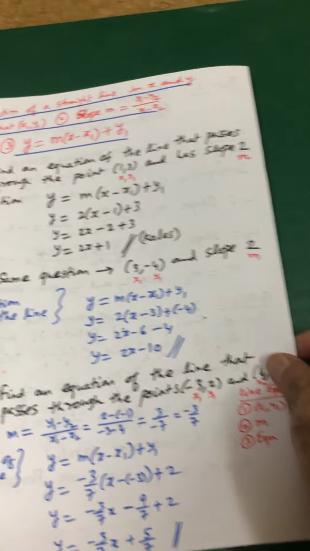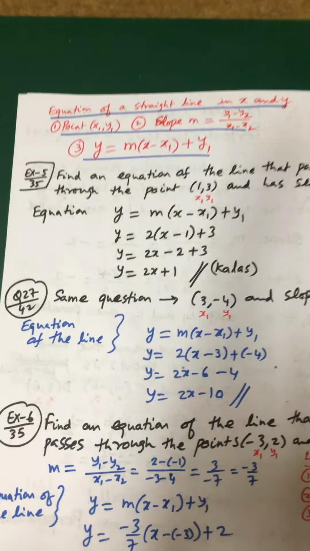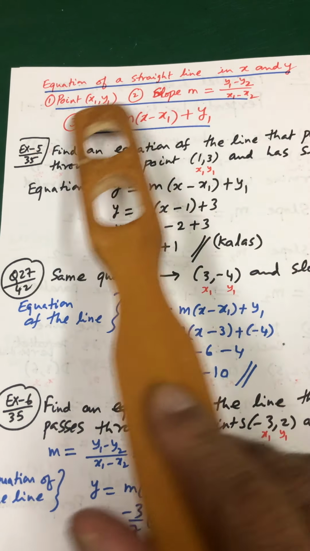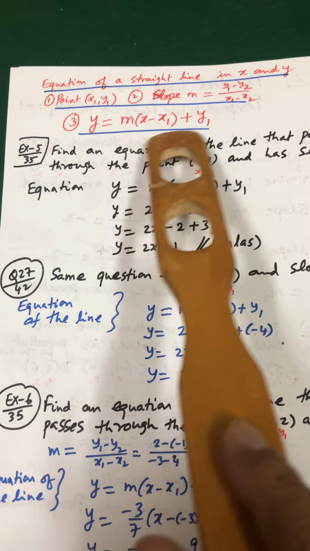Let us do one more, the other one, the main problem. This is to find the equation of the straight line in x and y. What are the things you require? Point, slope, and this is the equation.